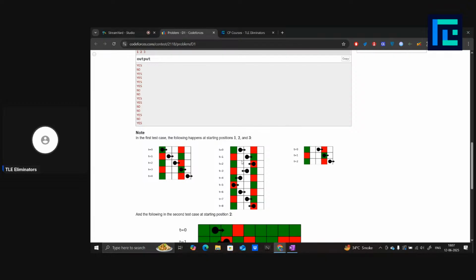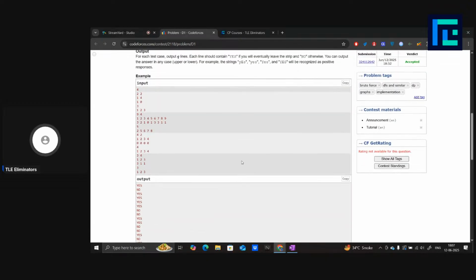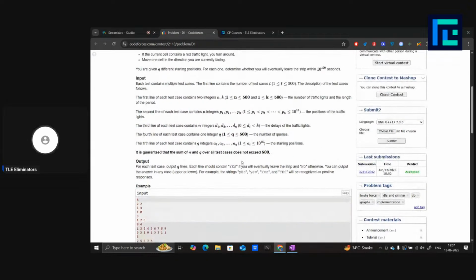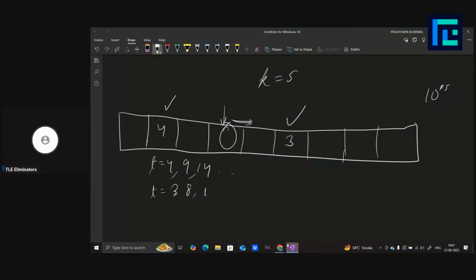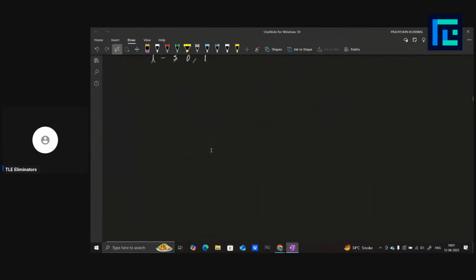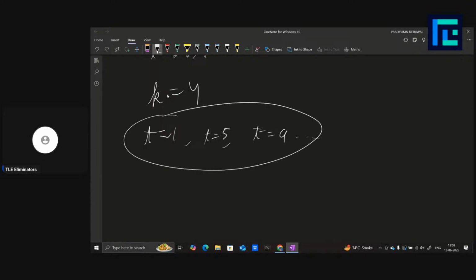One thing that you can notice, there's an observation here. Let's say k is equal to 4. Then time t equal to 1, time t equal to 5, or time t equal to 9, etc. All of these times are the same to us.